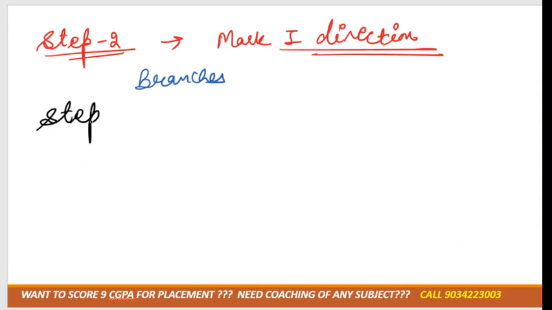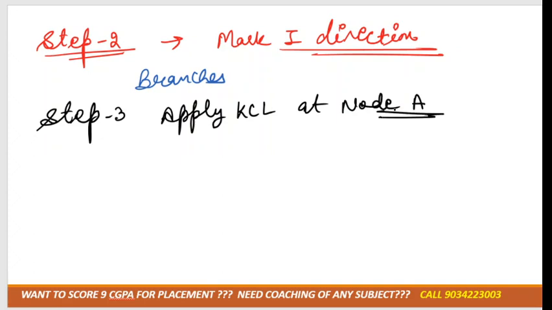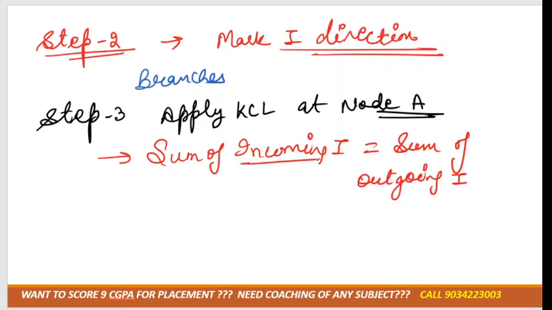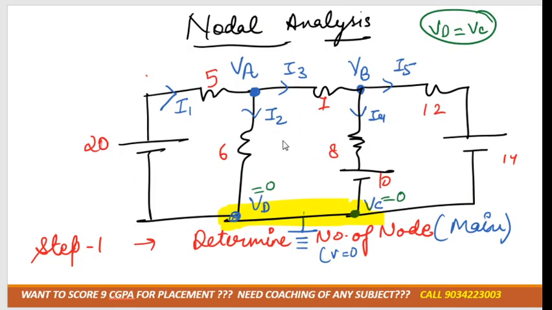Let's move towards step number 3. What is step number 3? We have to apply KCL at node A. What does KCL state? KCL is Kirchhoff's current law. It states that the sum of incoming currents must be equal to the sum of outgoing currents. Okay, the sum of incoming currents must be equal to the sum of outgoing currents. So suppose this is the case.